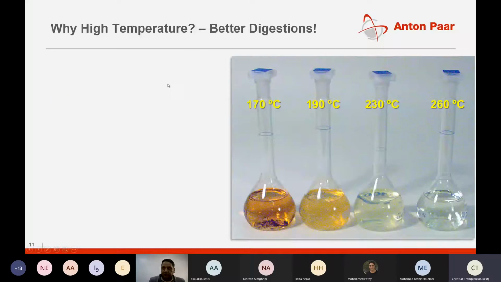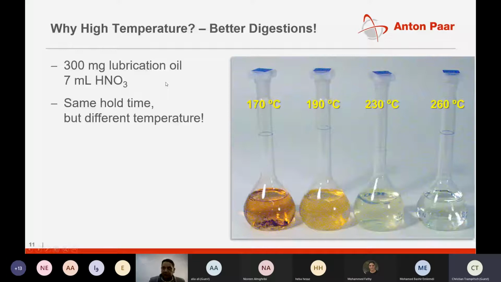This is a very old example, but it still shows you the influence of increasing the digestion temperature. This is just 300 milligrams of some lubrication oil with some nitric acid. The whole time was the same, but we had different temperatures. And you clearly see that increasing the temperature will improve the digestion result significantly. So we could analyze solutions, let's say from 300 degrees onwards. They still could be analyzed, but I would not subject something like this solution at 170 degrees into an ICP system.